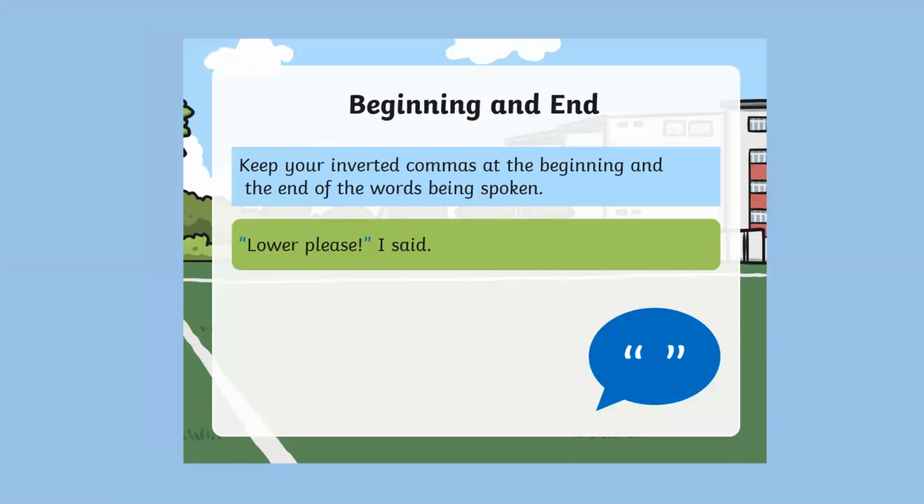So you have to keep your inverted commas at the beginning and the end of the words being spoken. Now in my sentence here, "lower please" are the only words that I would say out loud. Therefore my inverted commas will come at the start and at the end of what I'm saying, which is why they're at "lower", and then they come after "please".